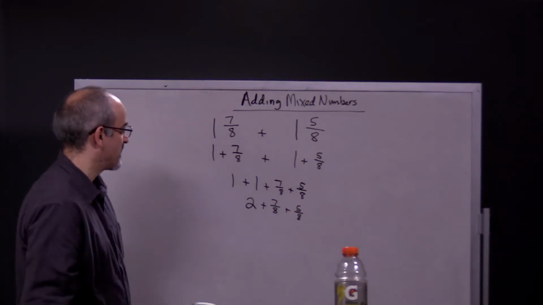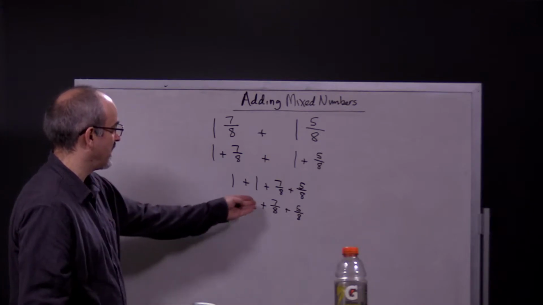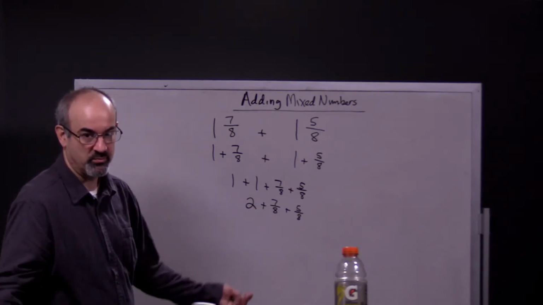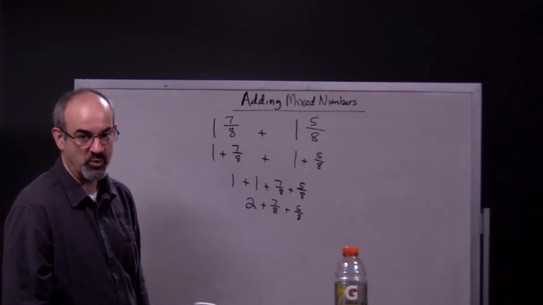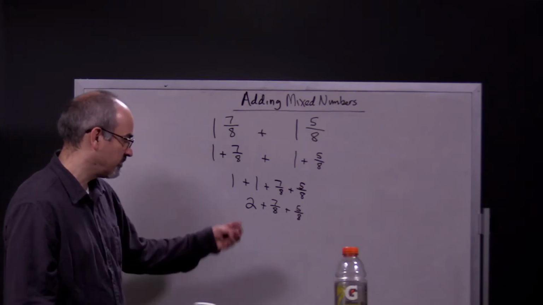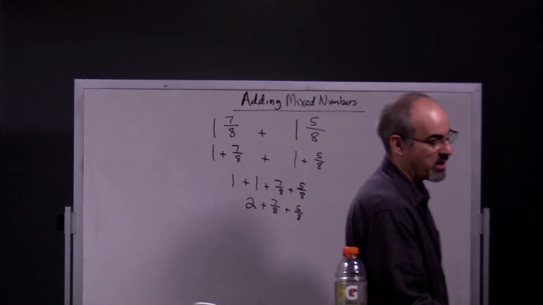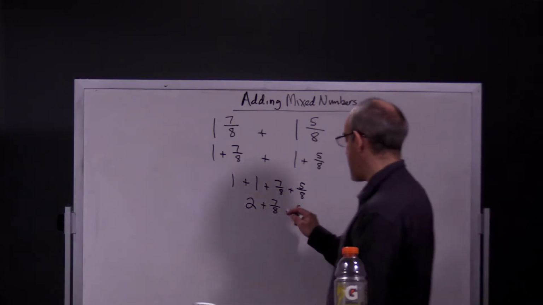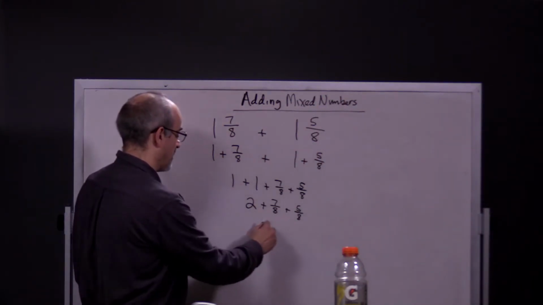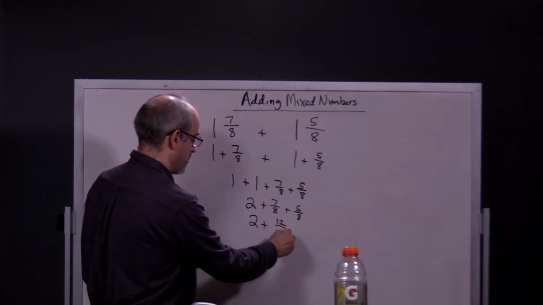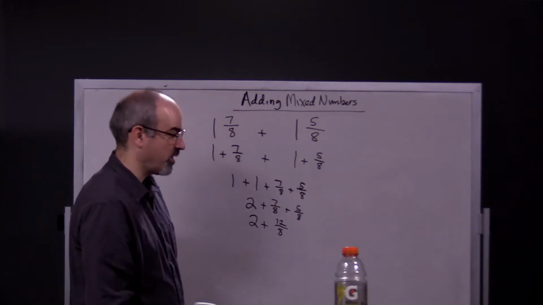So now we have 2 plus 7/8 plus 5/8. Well, I already talked about how to add two normal fractions that weren't improper fractions, or it doesn't even matter if they're improper. I already talked about how to add fractions. These have the same denominator, so you can just add the numerators. So it's 2 plus 12/8.